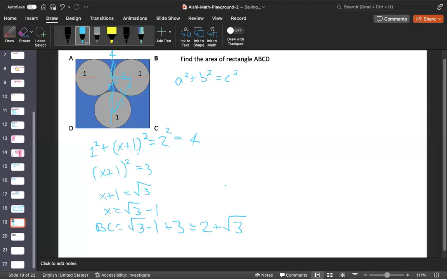Challenge time. Since we know that AB is 4 and BC is 2 plus square root of 3, how about you try to find the area of rectangle ABCD?